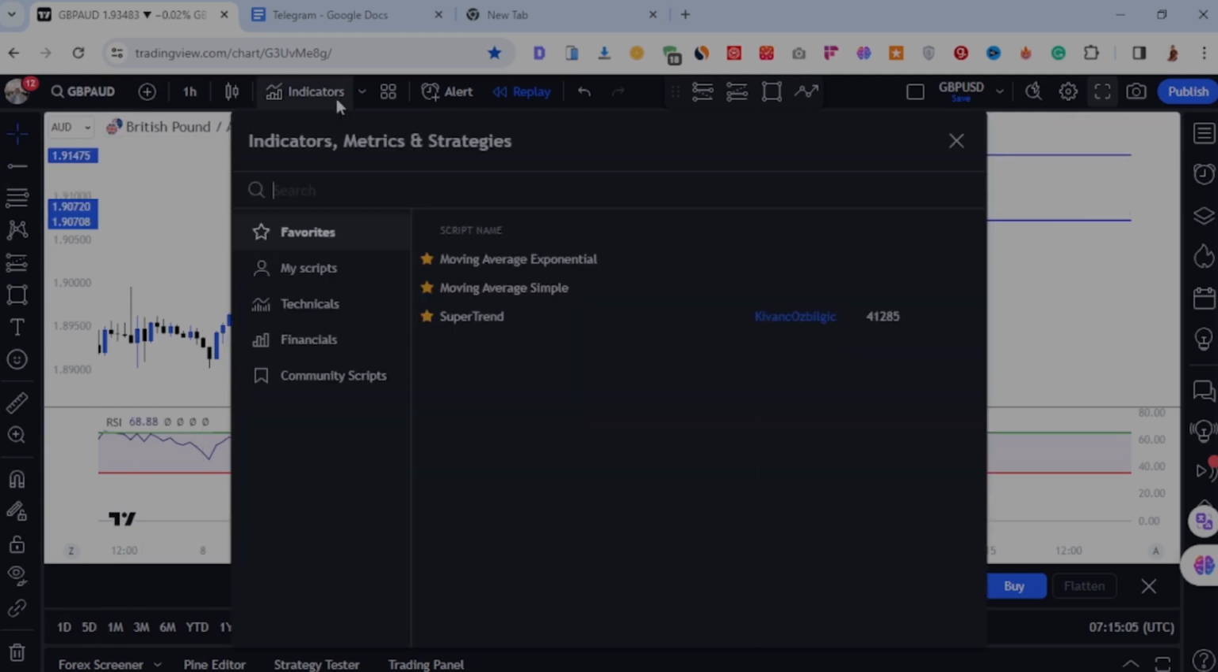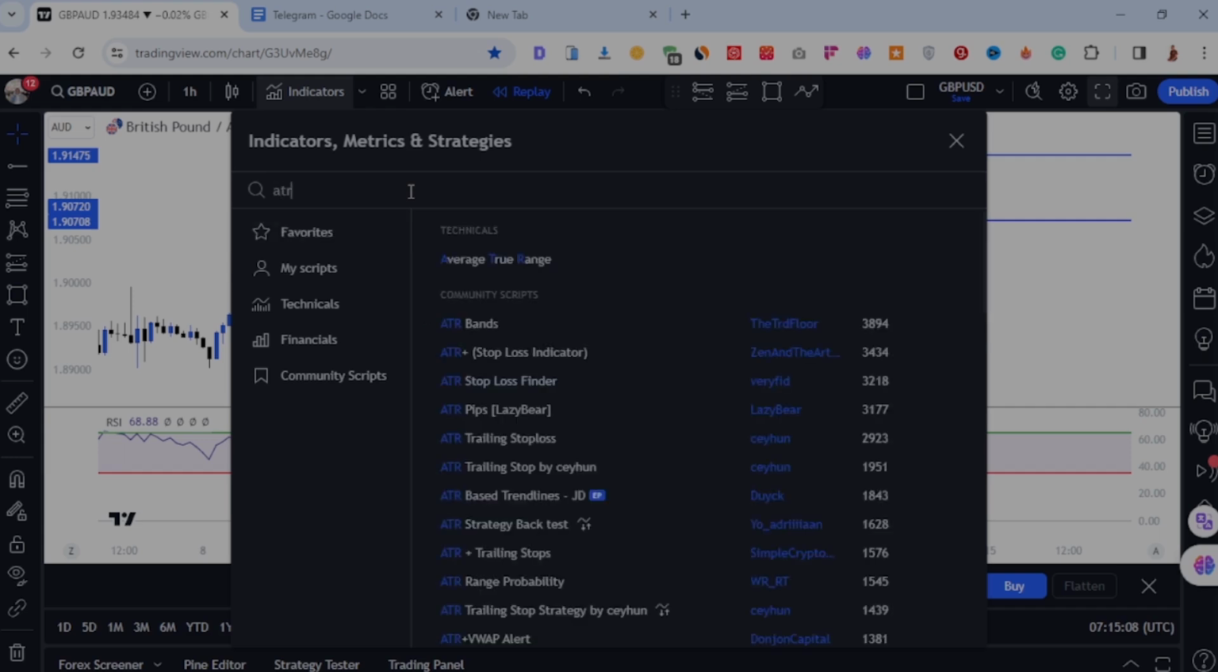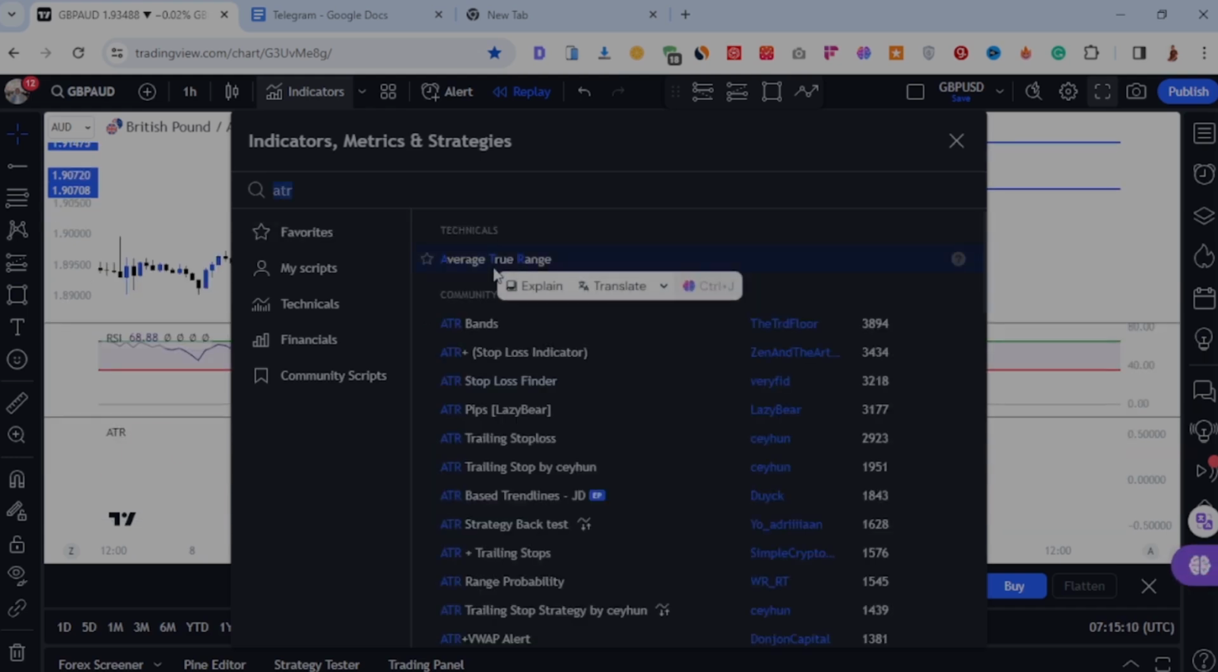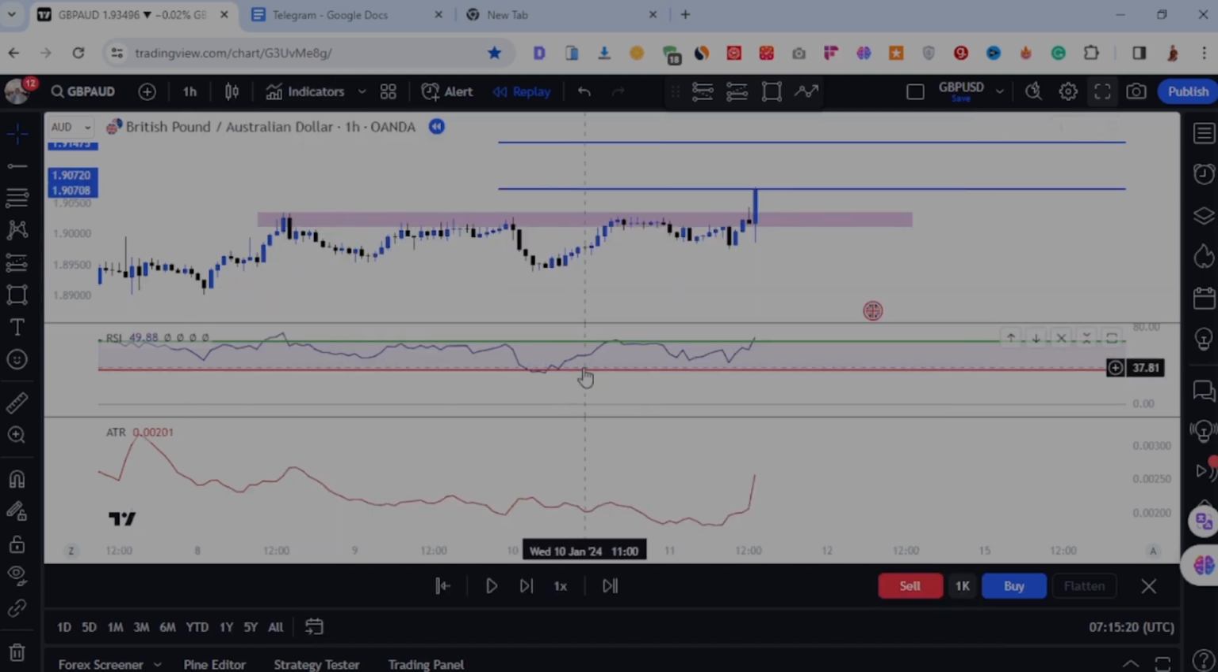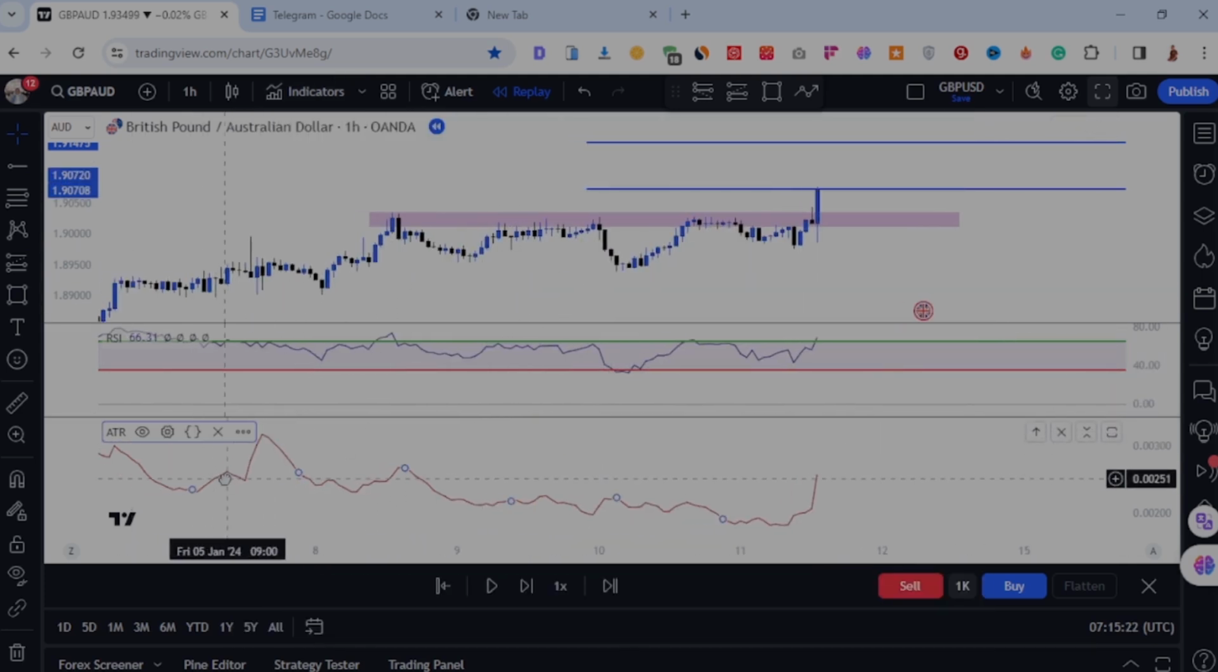So you can even use the ATR indicator. If you search for ATR, you can get average true range. Average true range simply means the average movement of the candlesticks in the last 14 periods. So you can get the average true range here, and it is going to show you exactly how many pips the market is moving on average. So if you look at this market, you are going to see on the 1 hour time frame, on average, the market is moving 25 pips. You can see here on my cursor right here.